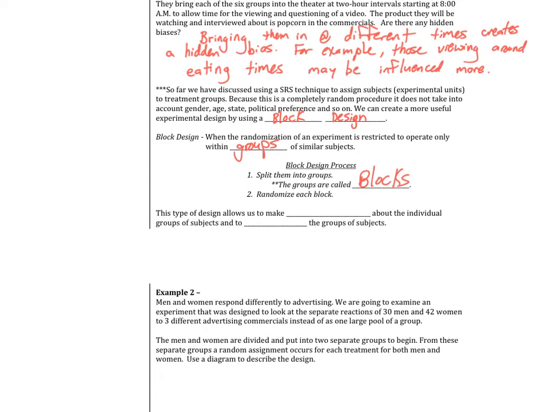So again, like I said, if you want to see how women feel about popcorn and how men feel about popcorn, you'll randomly select from the block of women and you'll randomly select from the block of men. This type of design allows us to make conclusions about the individual groups of subjects and to compare the groups of subjects. So you can compare the groups of the subjects if we do a block design study.